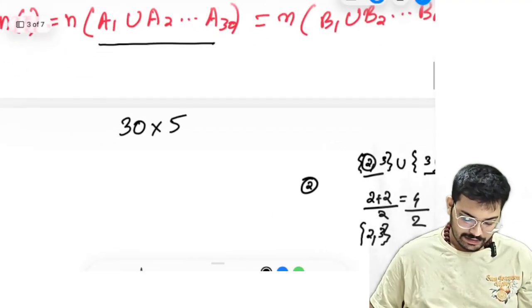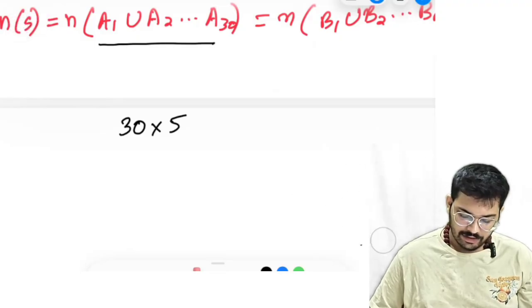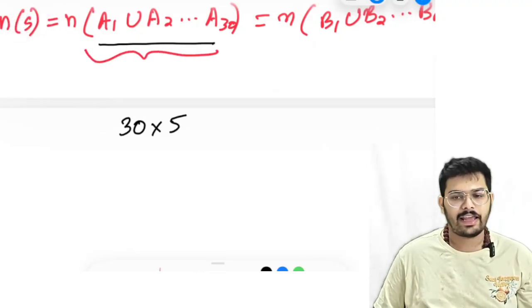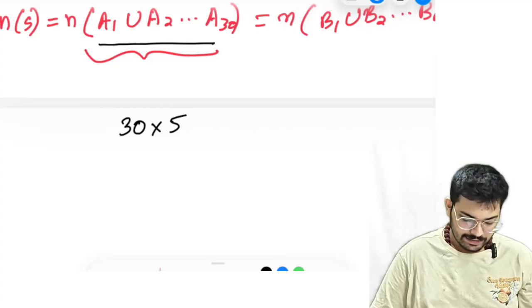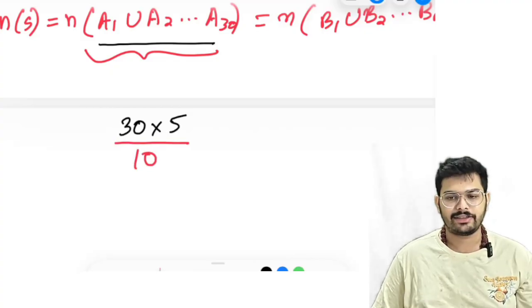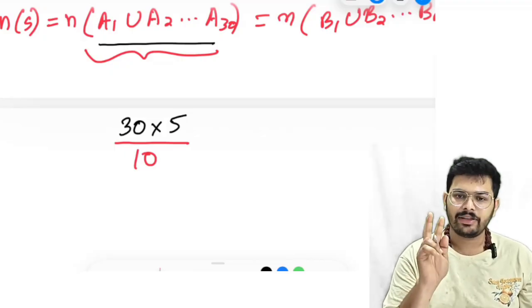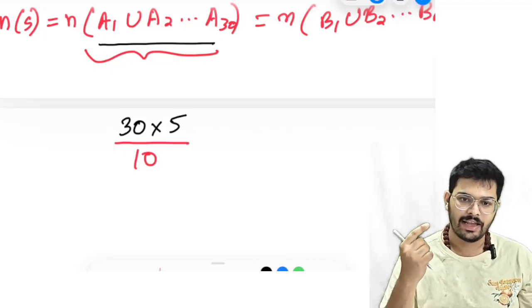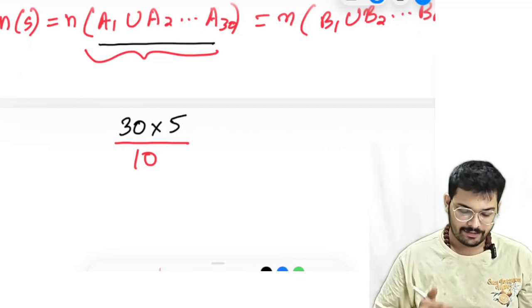Therefore, here 30 into 5 should be the actual number of elements in the whole union of all A sets. But each element is present in 10 such Ai, which means 1 by 10 should be considered. Suppose an element 2 is present in S, it will be present 10 times, which means you should take only 1 by 10.